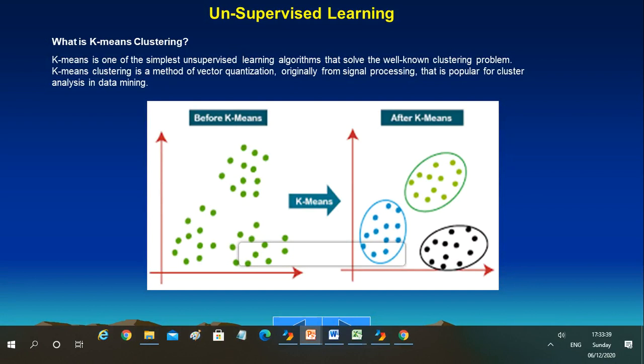What is k-means clustering? K-means is one of the simplest unsupervised learning algorithms that solves the well-known clustering problem. K-means clustering is a method of vector quantization, originally from signal processing, that is popular for cluster analysis in data mining.